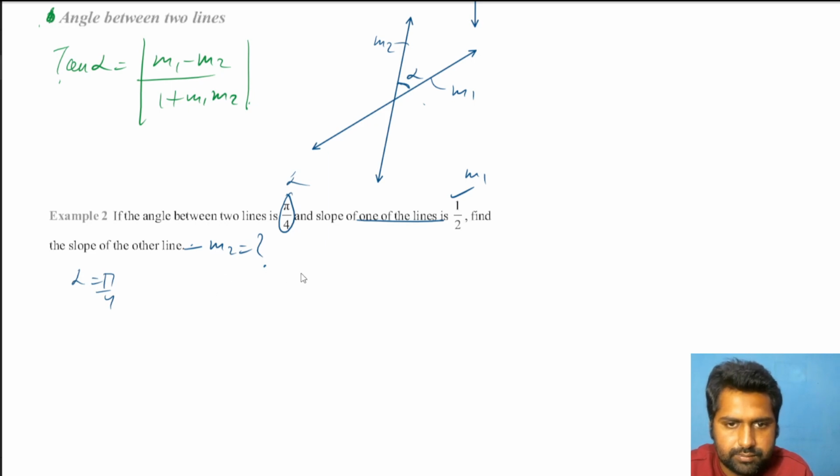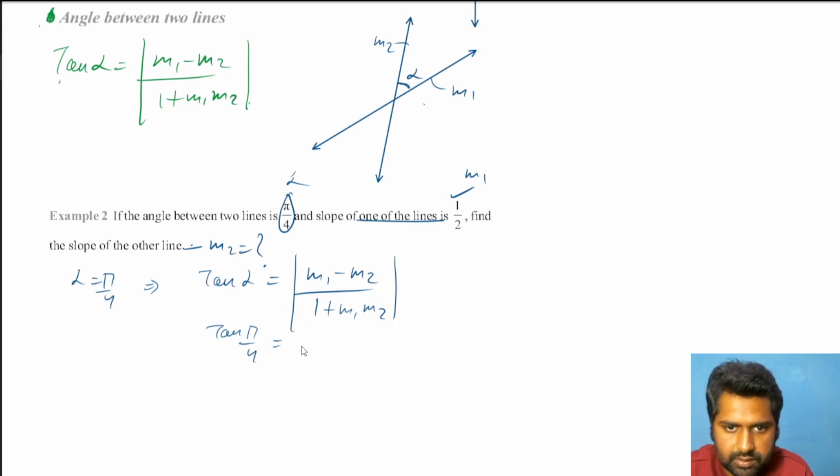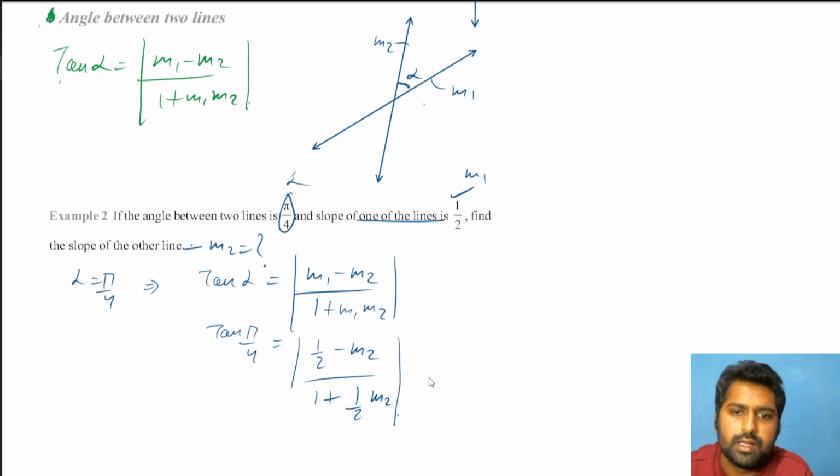So let's use the formula. The formula is tan alpha is equal to (m1 minus m2) upon (1 plus m1 m2). Now tan alpha means tan pi by 4, which is 1, we know, and there is a mod present. So modulus of (1 by 2 minus m2) upon (1 plus 1 by 2 m2). This is what we have to solve.